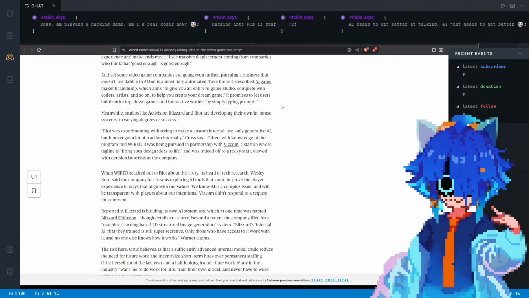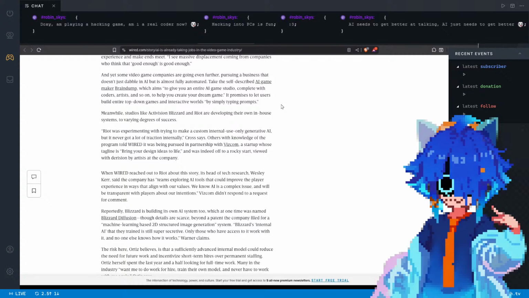And yet some video game companies are going even further, pursuing a business that doesn't just dabble in AI, but is almost fully automated. Take the self-described AI game maker BrainDump, which aims to give you an entire AI game studio complete with coders, artists, and so on to help you create your dream game. Promises to let users build entire top-down games and interactive worlds by simply typing prompts. Meanwhile, studios like Activision Blizzard and Riot are developing their own in-house systems to varying degrees of success.